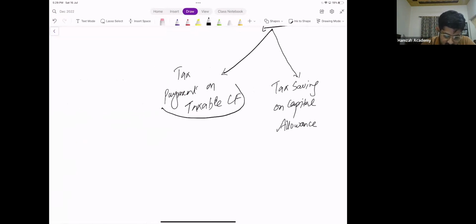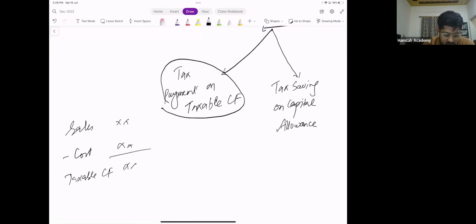Now, tax payment on taxable cash flows. You have to pay tax every year, whatever you earn, at the tax rate. Very easy. For example, sales minus costs is the taxable cash flow. And you have to pay tax maybe in the same year or in arrears. For example, if it is 30% in the same year, then here. If it is in arrears, then the next year.